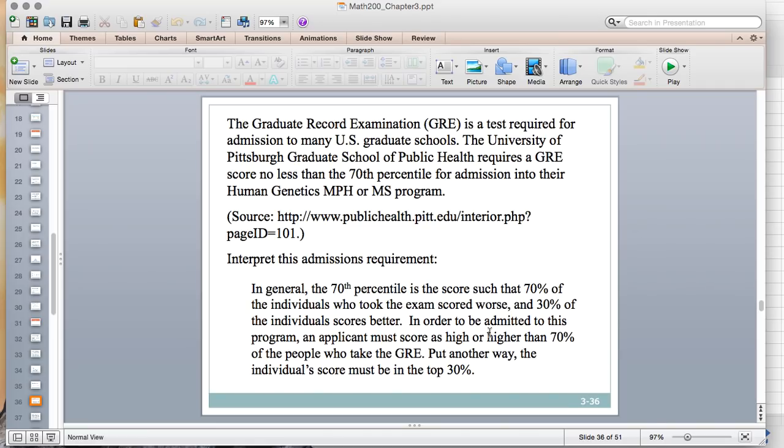So if you're talking about GRE scores, SAT scores, something like that, the higher the percentile, the better, okay? Because that means you scored better in comparison to the rest of the people who took that same exam.